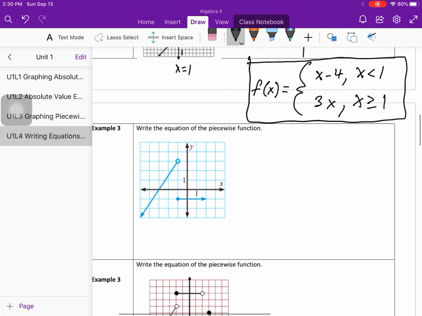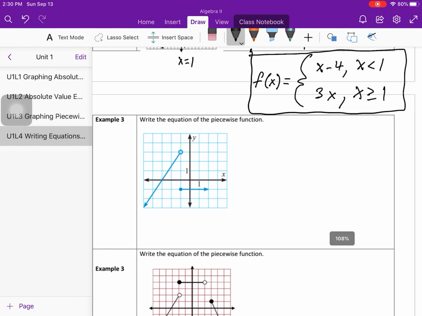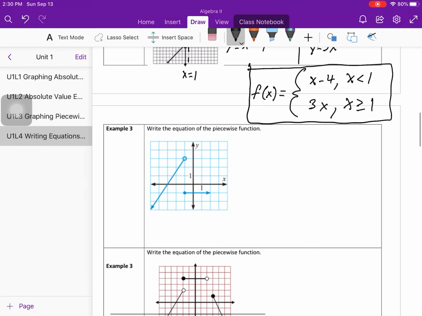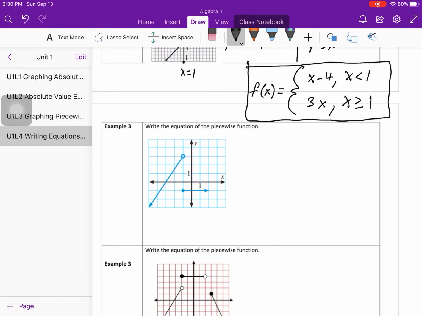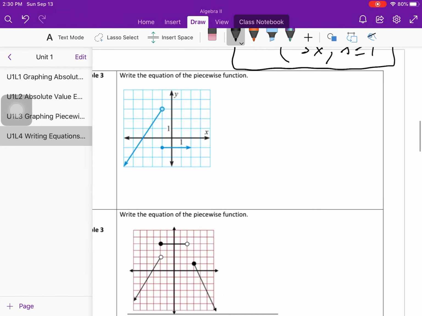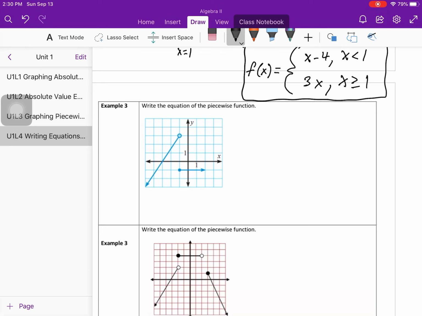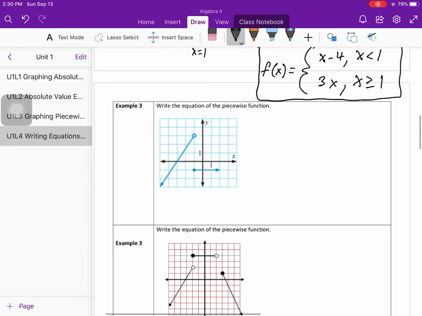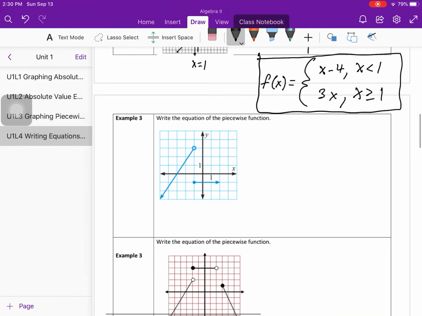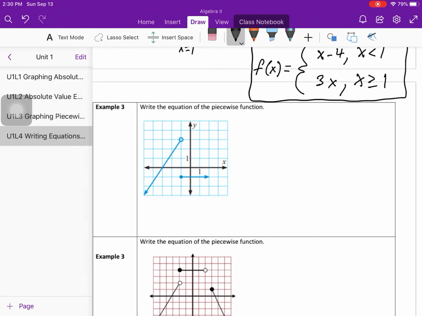Okay, let's keep going. Got two more here. Write the equation of the piecewise function. This is the last one we're going to do. We're going to save example 4 for in class, just like I did with the other problem in the first video for this week. It's just easier to talk about in class.